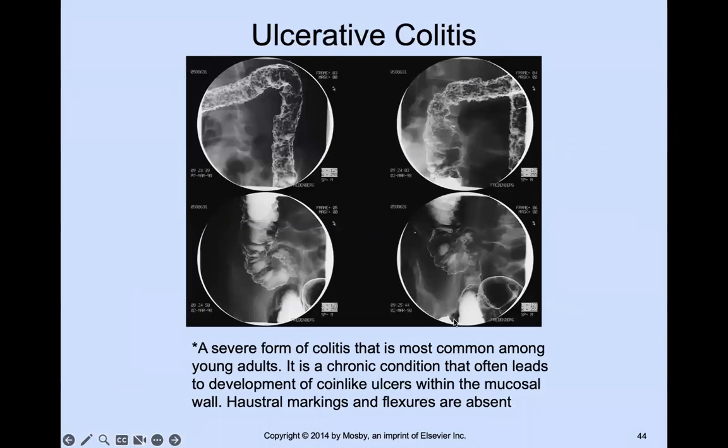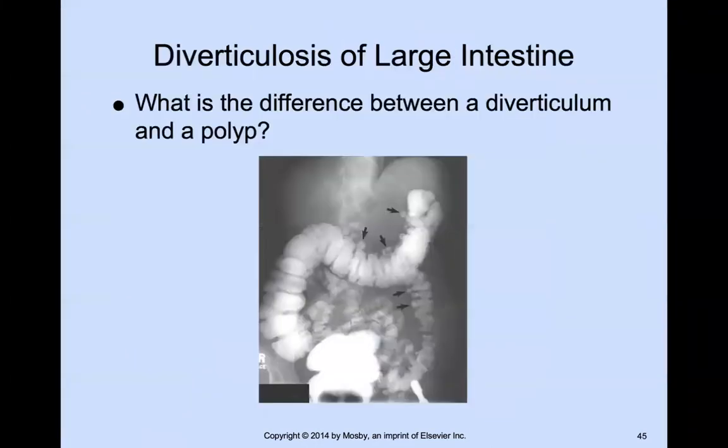Ulcerative colitis, again, these are pathologies. I'm not going to go through each one, but you do need to review these. Diverticulosis of the large intestine. It's important that we understand the difference between diverticula and polyps. Diverticula are outpouchings, so they go out, as you can see.